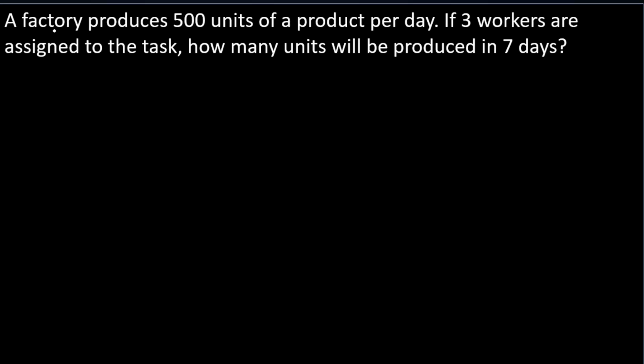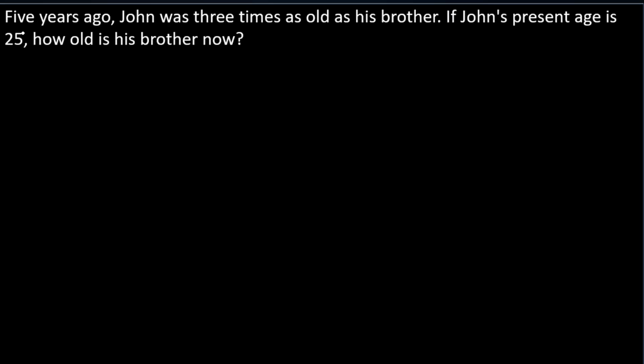So here the first problem: a factory produces 500 units of a product per day. If 3 workers are assigned to the task, how many units will be produced in 7 days? So here, 500 times 7 equals 3500 products will be produced within 7 days. Now let's come to another problem.